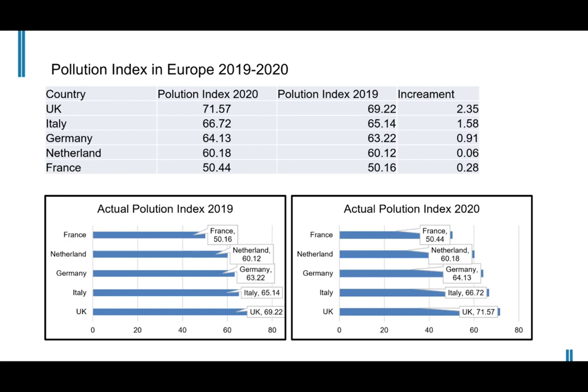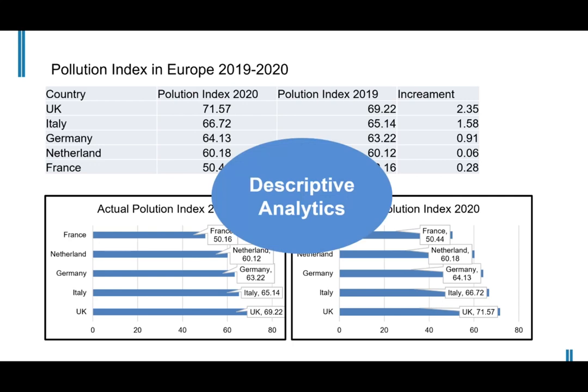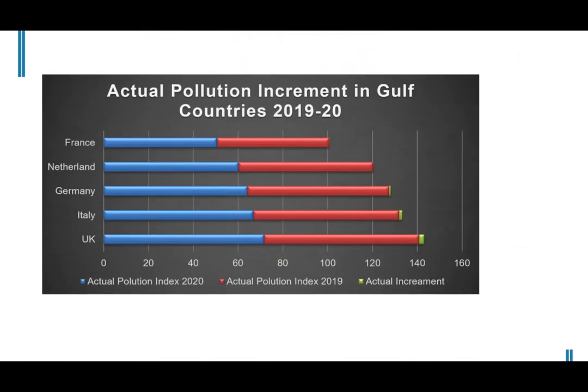And the difference would tell you later on if there was any enhancement in the pollution management strategy, if they have a carbon emission or footprint strategy. And in this case, you will see a decrease in the pollution index. So this is descriptive analytics.